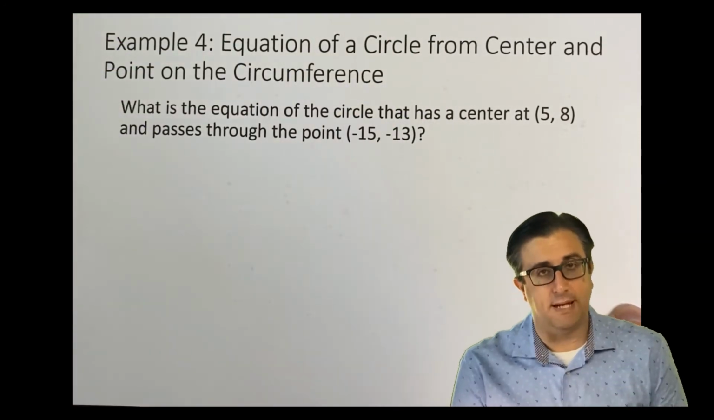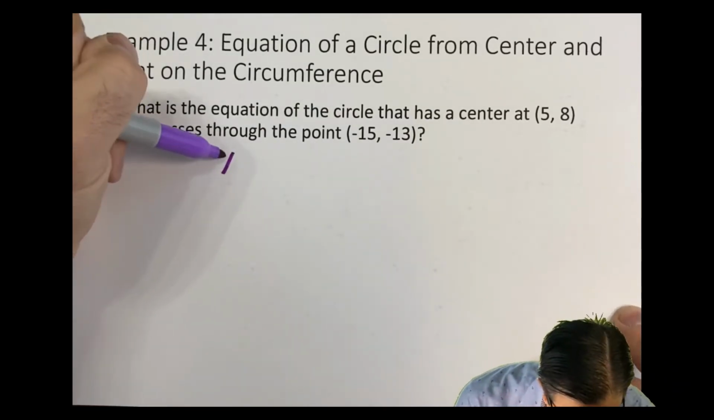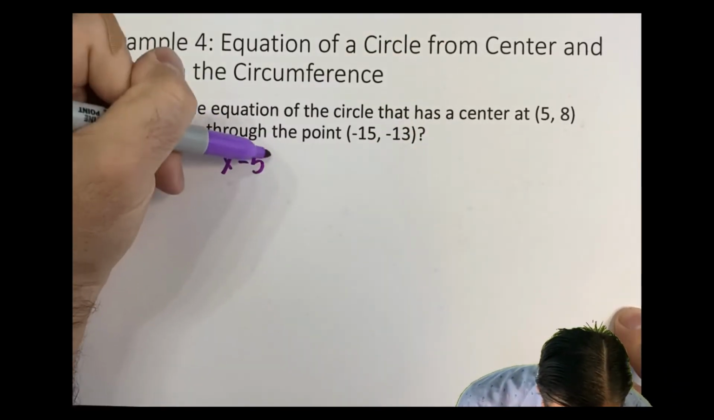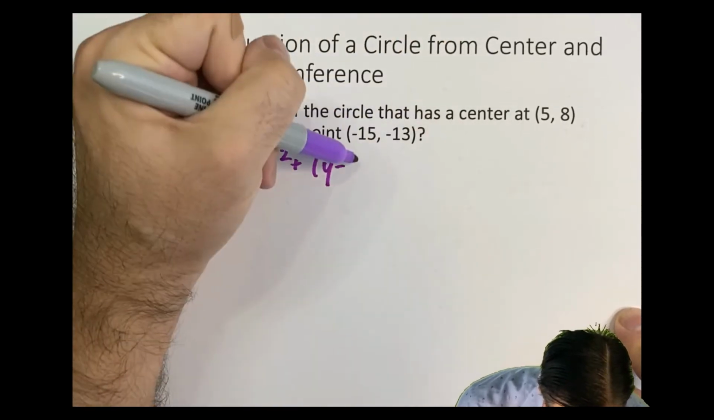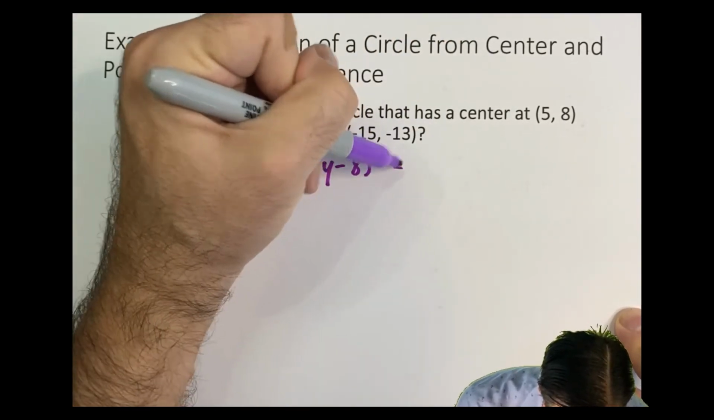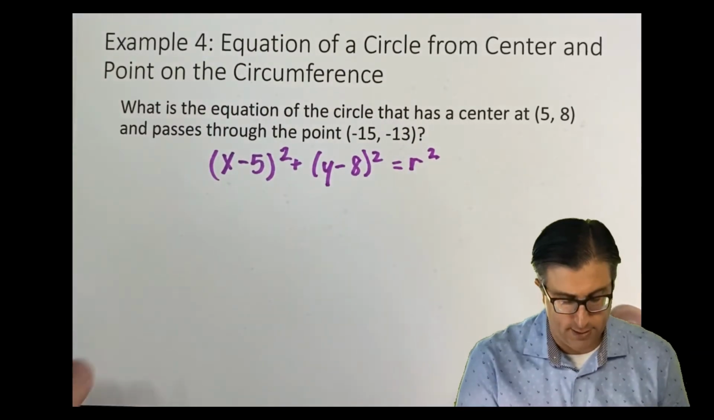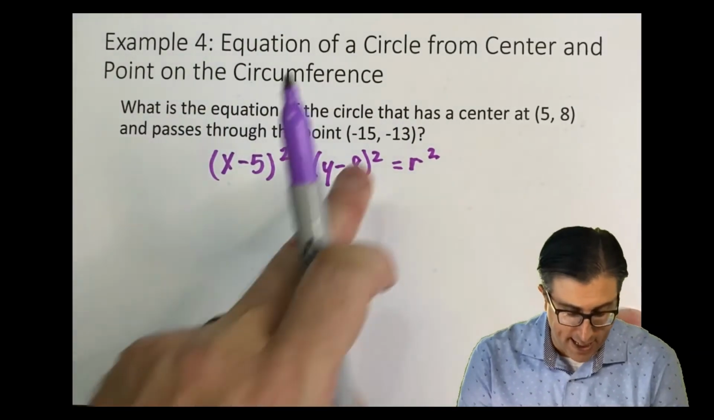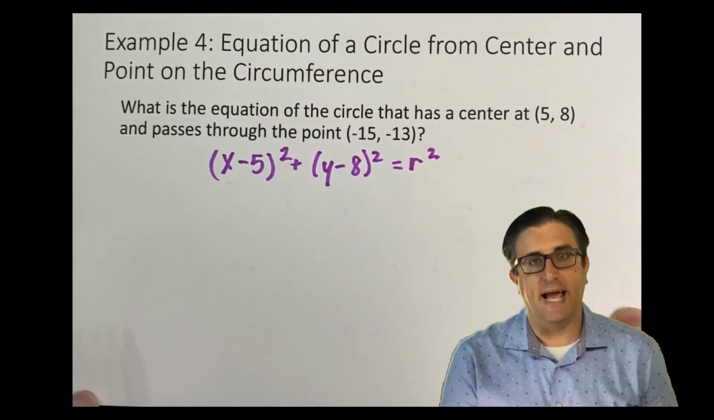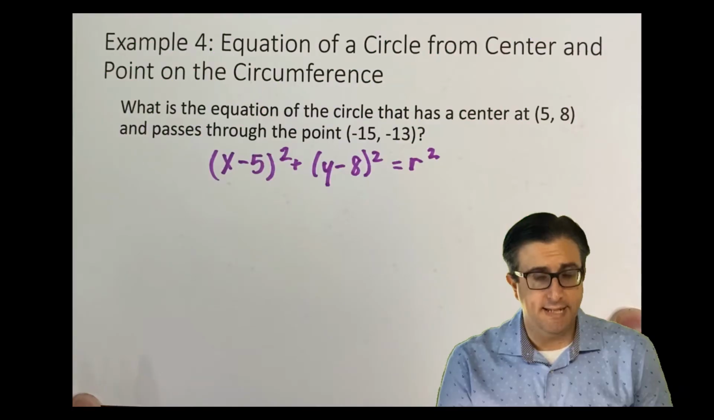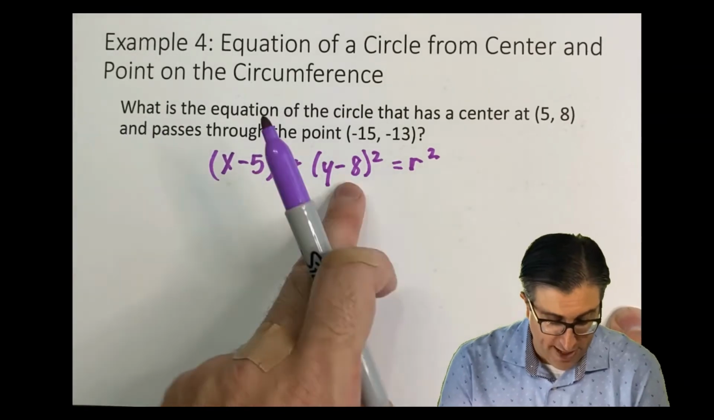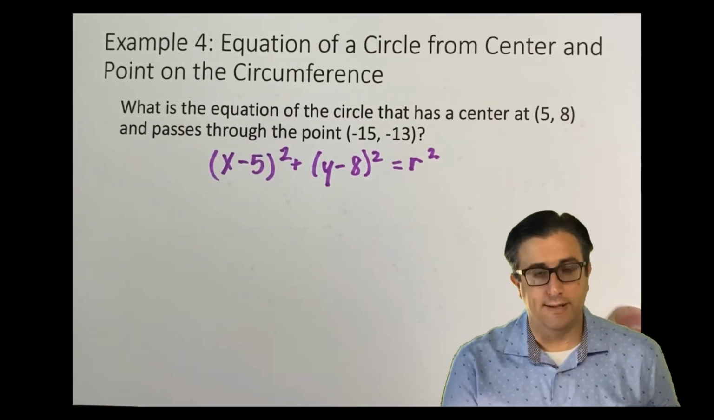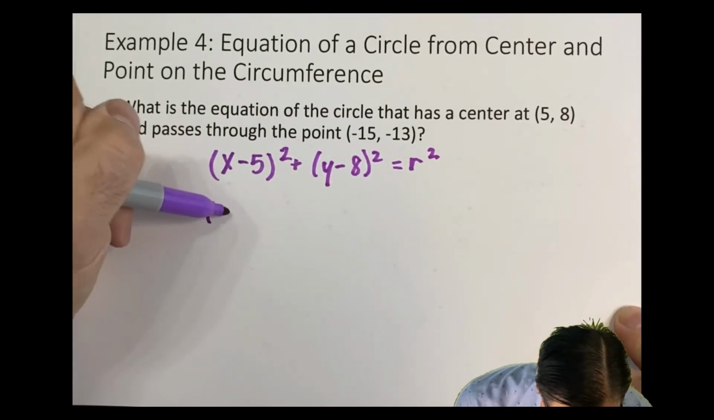The one thing I'm missing is the radius. (x - 5) squared plus (y - 8) squared, and I don't know what the radius is. So that's about as far as I can get if they didn't give me the (-15, -13). But since they did give me that point, that's one point that's on the circle. That's an (x, y) that would work in this equation. So I'm going to plug it in.